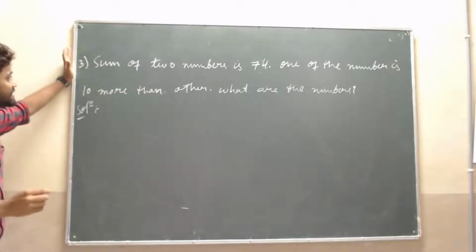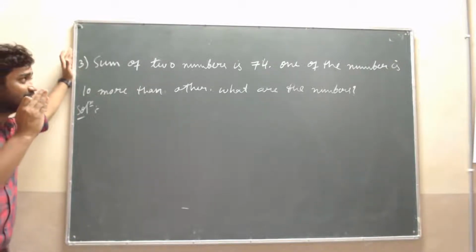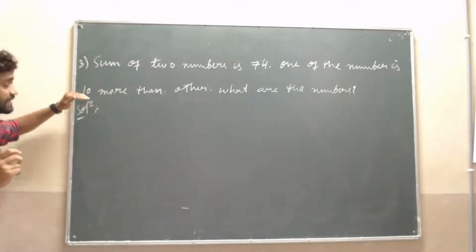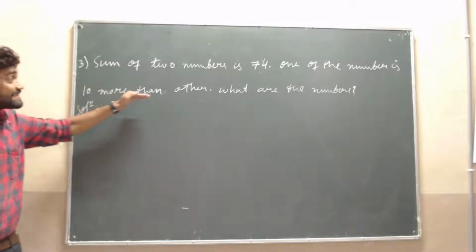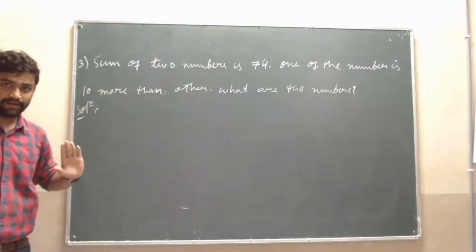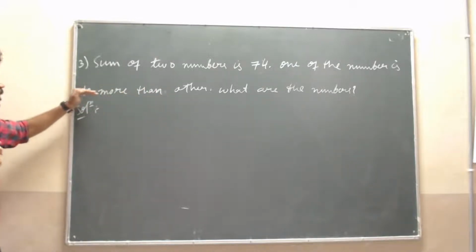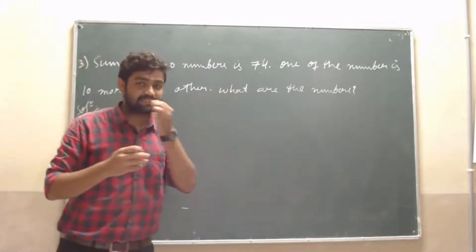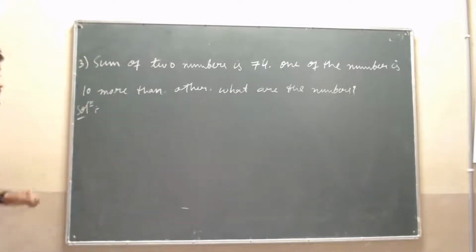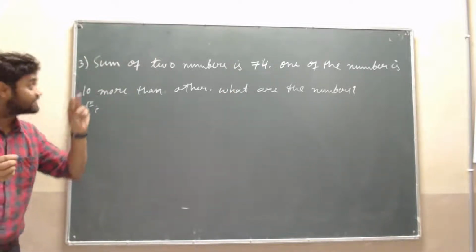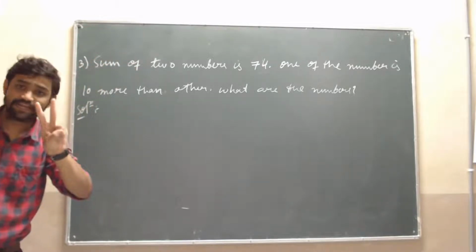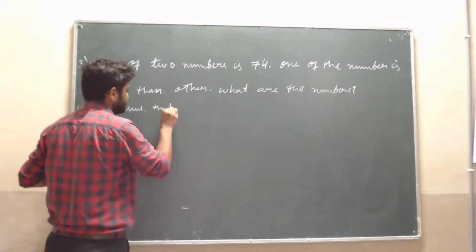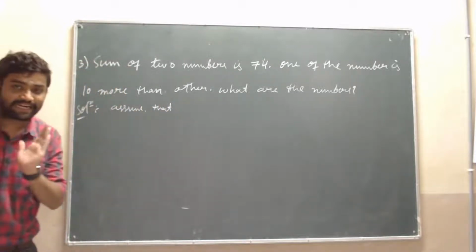Once again, I will read out the question. That is, sum of two numbers is 74. Okay, one of the numbers is 10 more than the other. Then what are the numbers? Let us assume that two numbers are there. That is sum of two numbers, and how many numbers are there? Two numbers. That is, assume that first number and the second number are there.